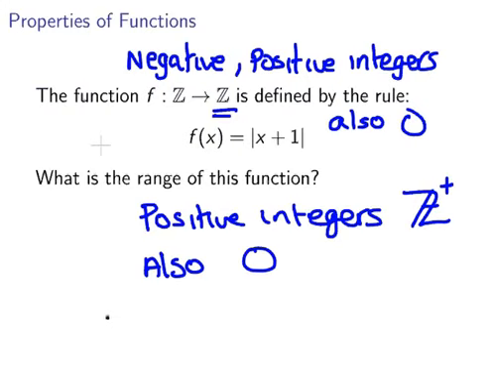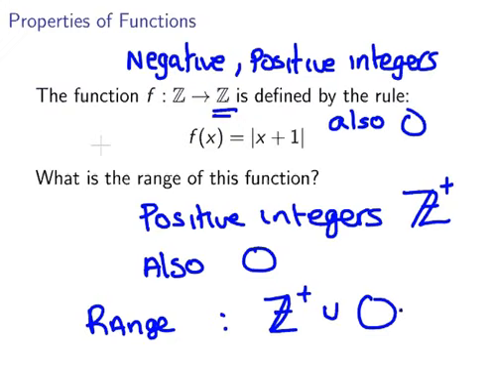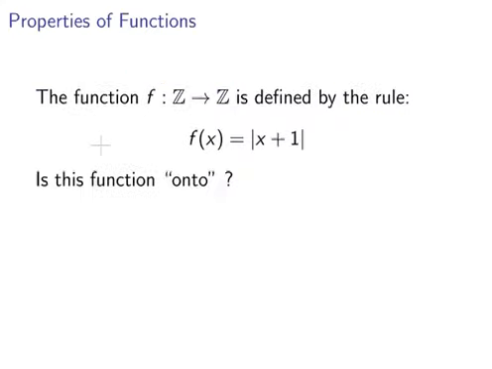So the range of the values we actually might describe as a set. The range is the union of positive integers and 0. Now, importantly, the range and the codomain are not the same.